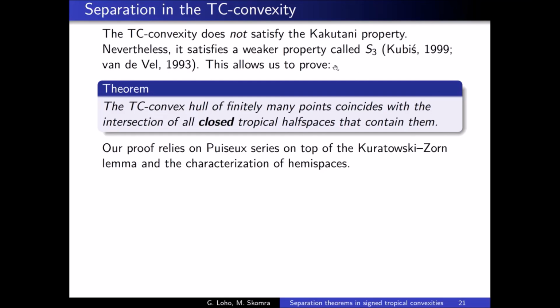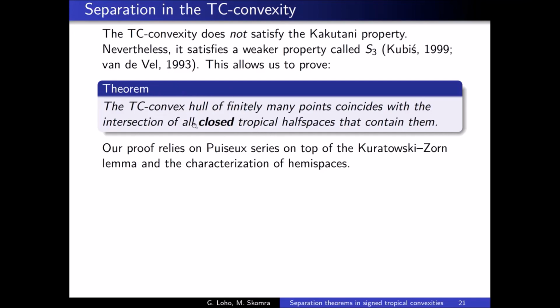And after some additional work, we were able to prove at least this kind of a separation theorem: the TC-convex hull of finitely many points coincides with the intersection of all closed tropical half spaces that contain these points. So this is a counterpart of this theorem of Loho and Végh about the TO-convexity, in which there you had the TO-convex hull and all open tropical half-spaces. So now we have closed tropical half-spaces.